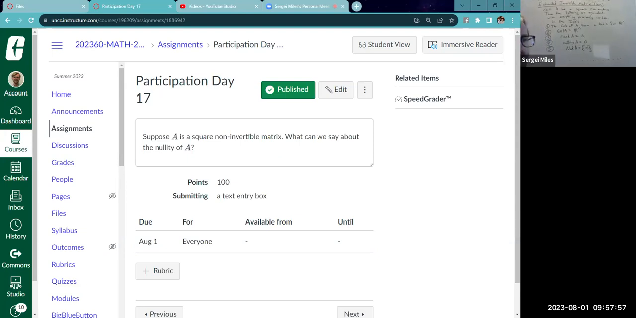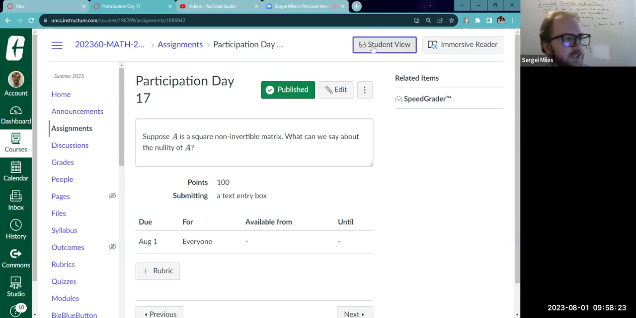Well, if it's not 0, what does that mean? Recall that nullity is a dimension, right? Now, you can't have a negative dimension. That doesn't really make sense. A dimension of a space is always greater than or equal to 0. So if it can't be 0 by the invertible matrix theorem, that means the nullity is strictly larger than 0.